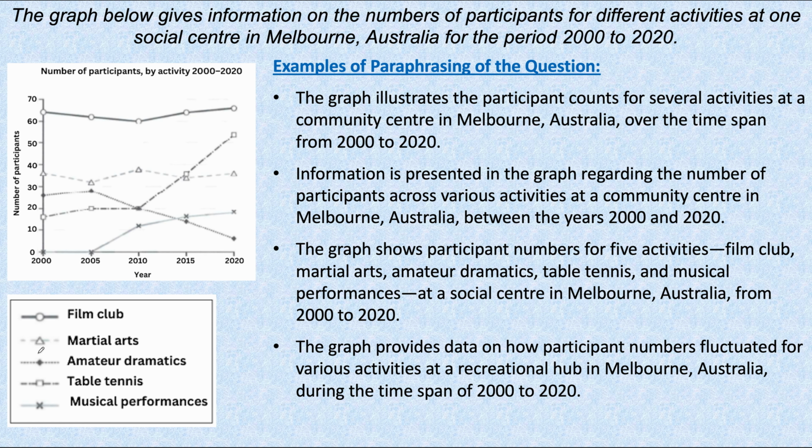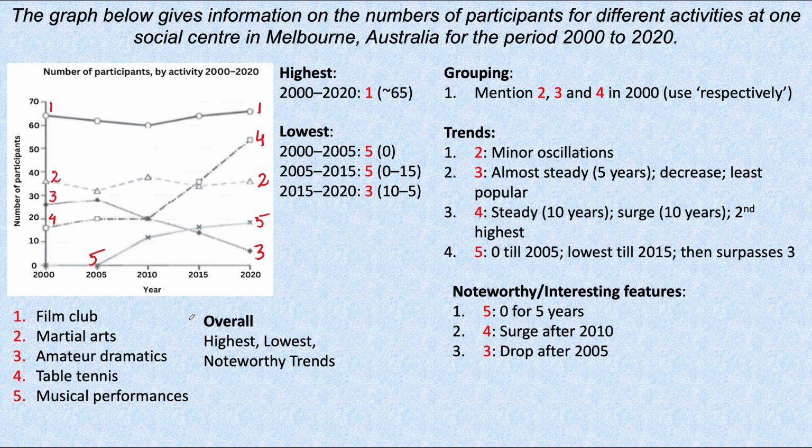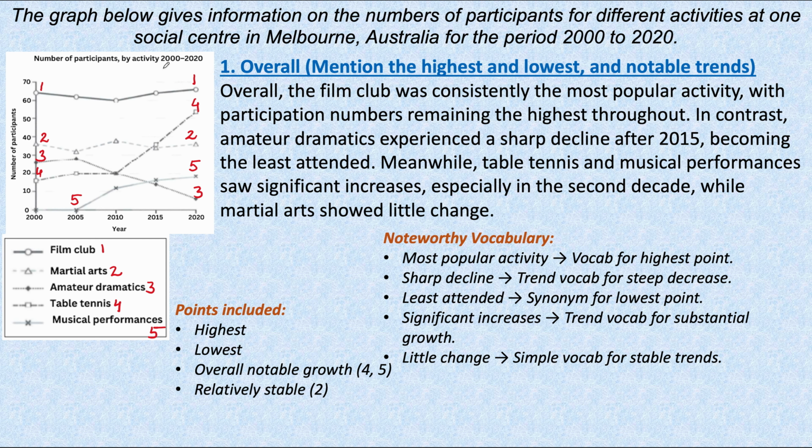Next, we'll write the overall statement summarizing the main trends shown in the graph. This is the planning we had. We'll focus on the highest, lowest, some noteworthy trends to write our overall statement. I'll show you 2 different ways of writing the overall statement using this analysis. Here's the first one.